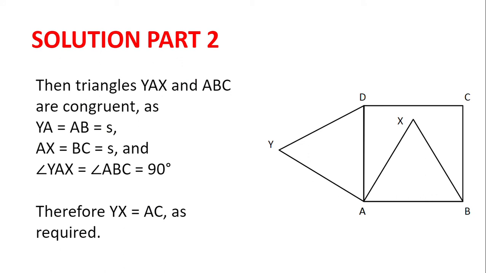Then we find that triangles YAX and ABC are congruent, as YA equals AB equals S, AX equals BC equals S, and the angle between the sides, angle YAX and angle ABC, are both equal. They're both 90 degrees. Therefore, YX equals AC as required, because they are both the hypotenuses of congruent triangles.